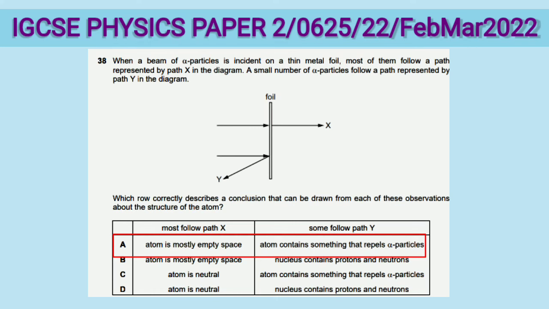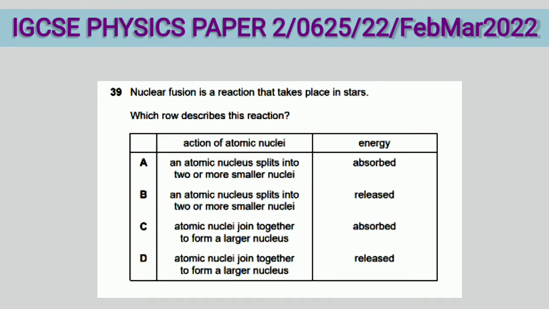Most follow path X shows that atom is mostly empty space, and some follow path Y. It indicates atom contains something that repels alpha particles. Let us see what we have in next question, that is number 39. Nuclear fusion is a reaction that takes place in stars. Which row describes this reaction?